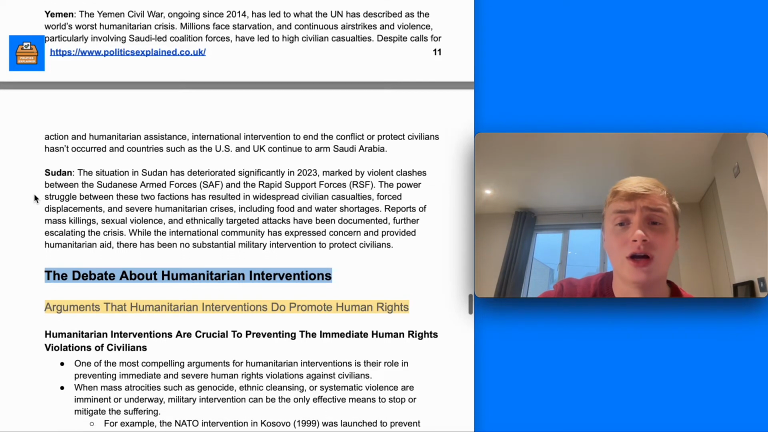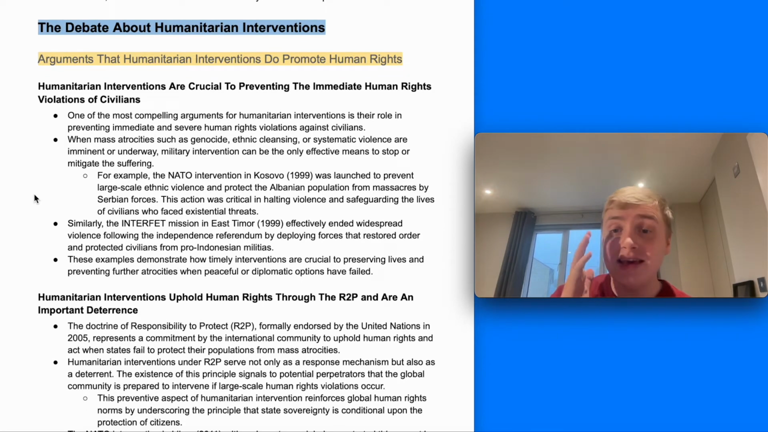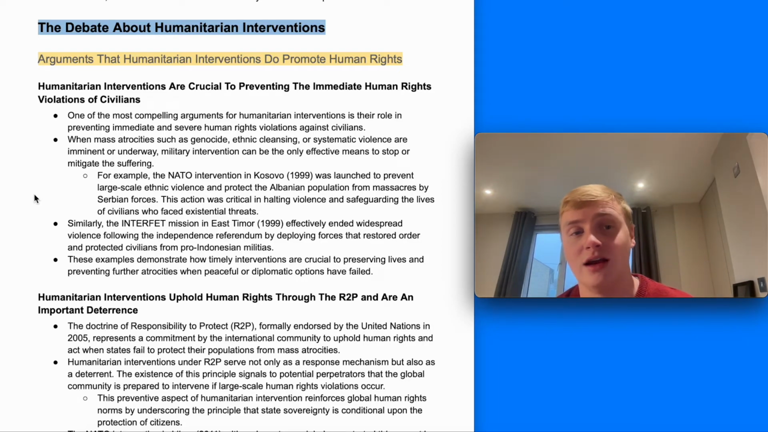What we're going to have a look at now, trying to wrap up the bit on humanitarian interventions, is some key arguments that they do or that they don't promote human rights. So starting off with the arguments that they do promote human rights, the first is that humanitarian interventions are crucial to preventing the immediate human rights violations of citizens.